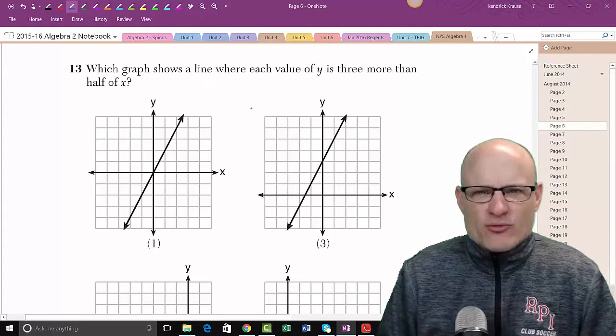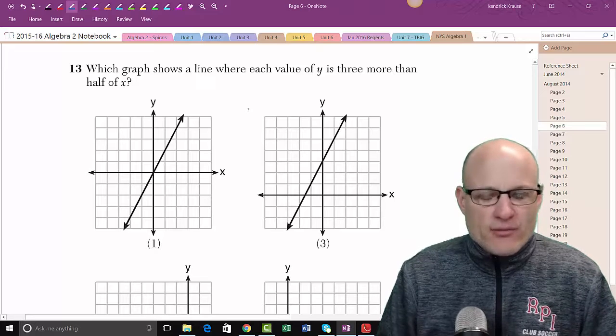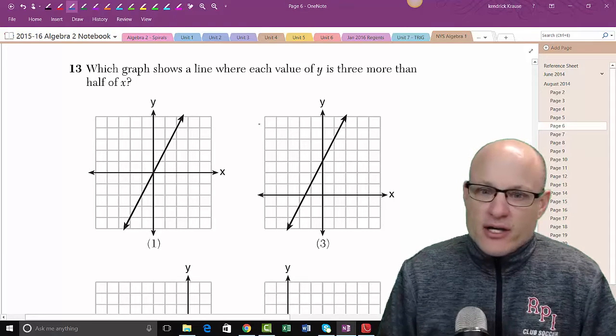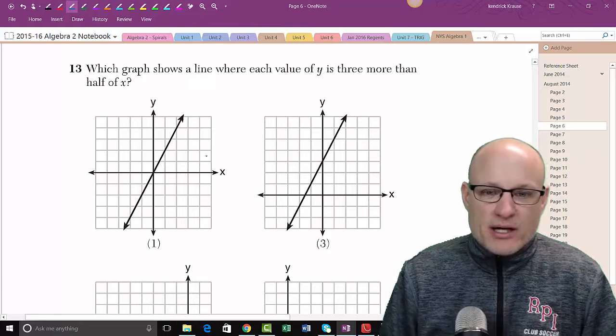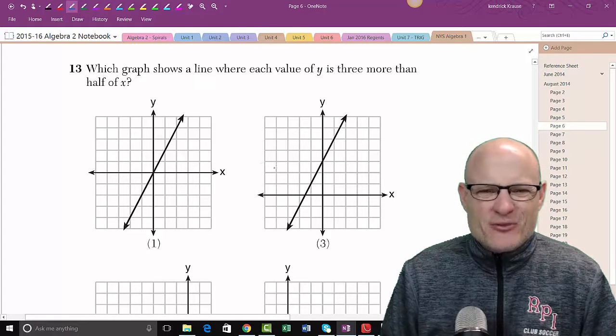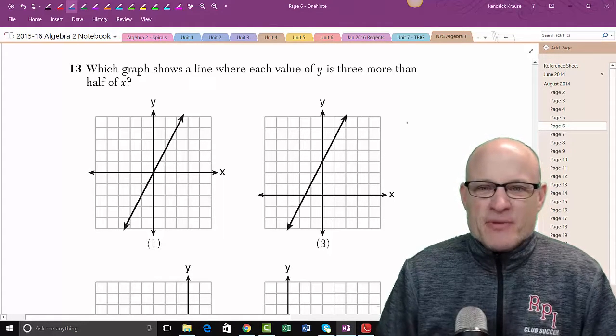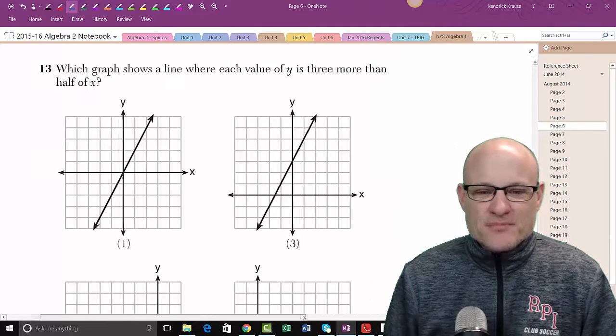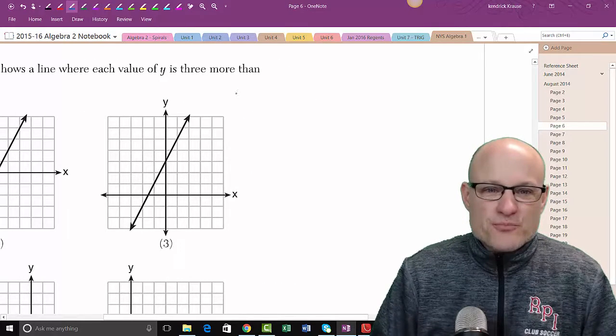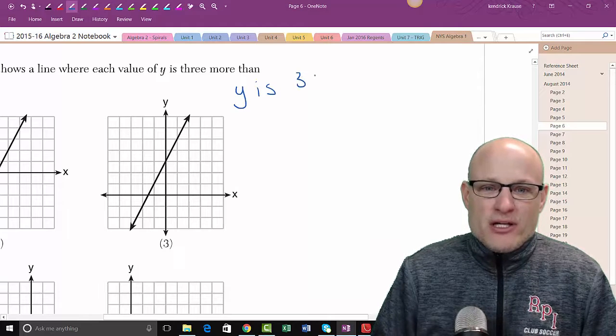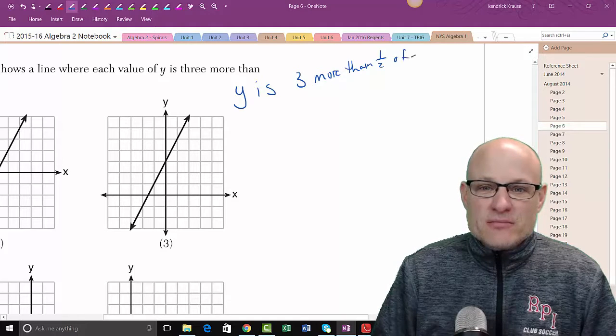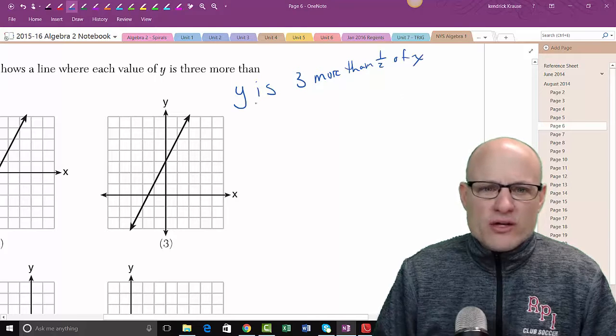Which graph shows a relationship where the value of y is 3 more than half of x? When I first read this question, I was like, wow, 3 more than half of x, every value. But then I just realized, wait a second. This is really just a word problem. It says y is 3 more than half of x. Oh, well, there is an equal sign, so y is.